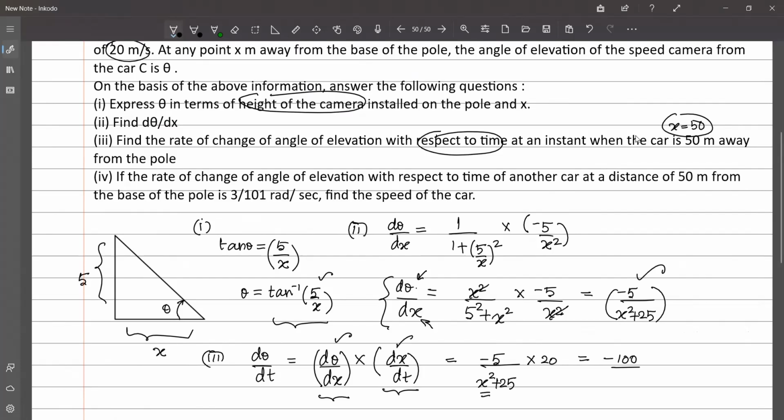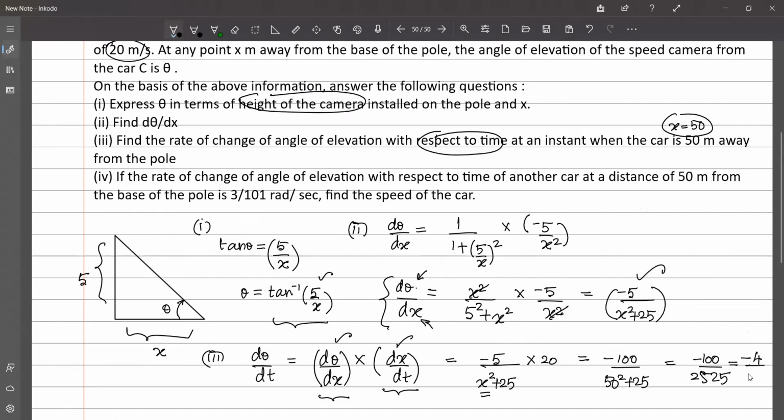So we need to find the rate of change of angle of elevation with respect to time when the car is at a particular instant of x, and that x value is 50. So 50 square plus 25. So the answer is minus 100 divided by 2525. If you simplify this, both are divisible by 25, so you can divide by 25 on top and bottom.